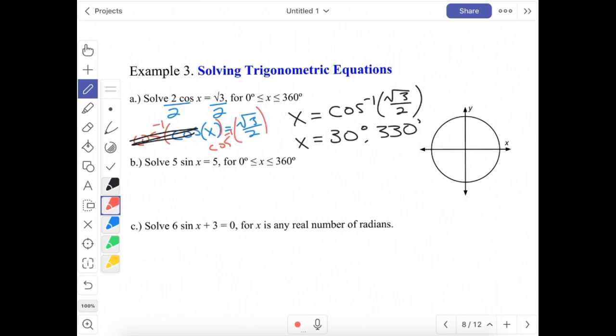Again, we just want sine of x all by itself, so I would divide by 5. So we have sine of x equals 1. In order to get rid of the sine, we would take the sine inverse of both sides.